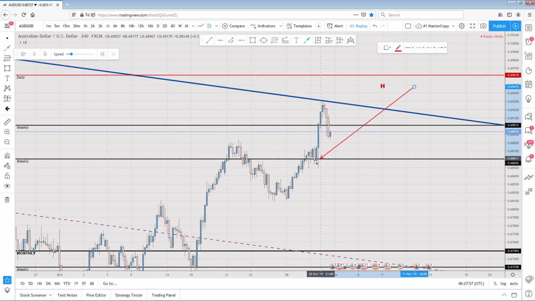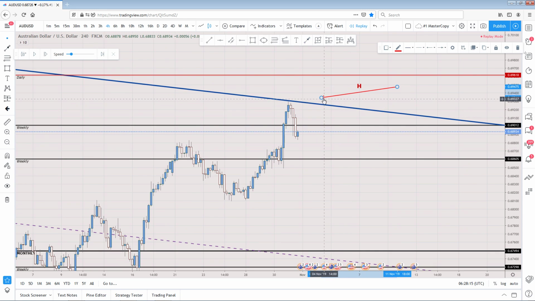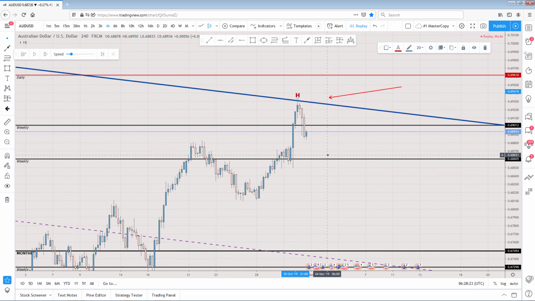So we know price was approaching our blue trend line. We were expecting some sort of rejection because this has been a strong rejection trend line in the past. So all we're doing is watching it, right? And then it made a, let's just call it a high, right? It was actually a higher high, but we'll just call it a high.